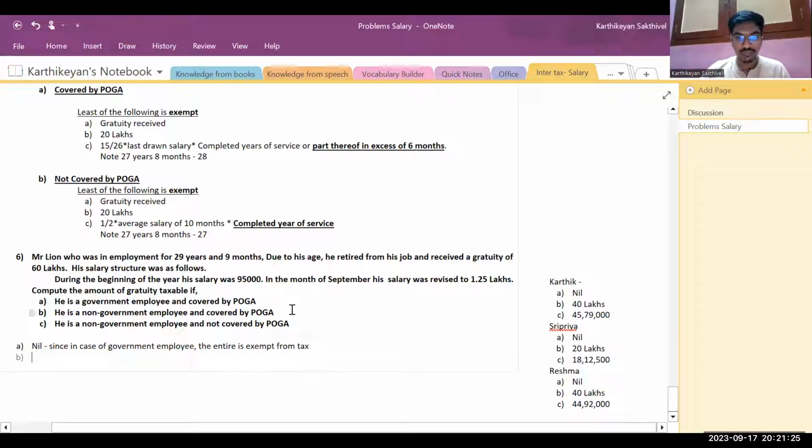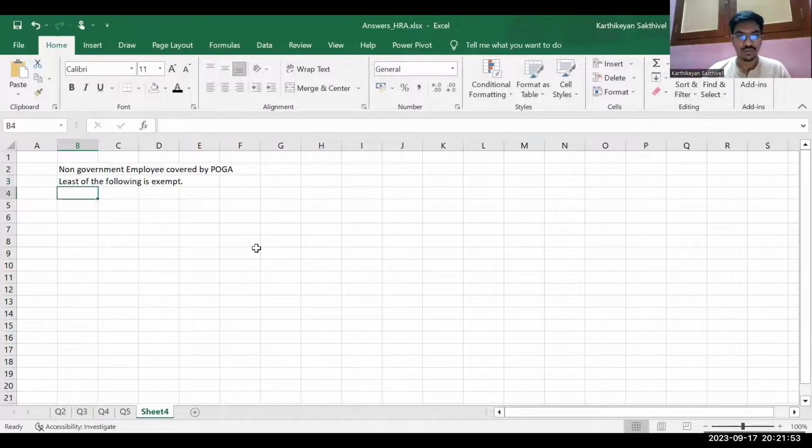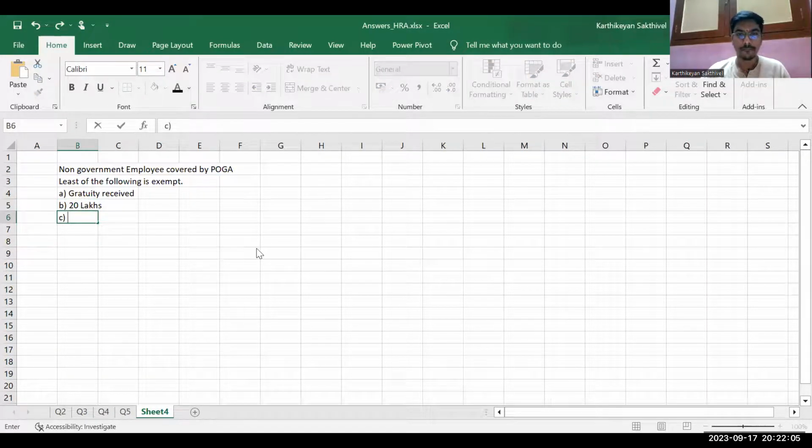Next, if he is a non-government employee and covered by POGA. What are the conditions? Least of the following is exempt. What are the three things? First one is gratuity received. Second one is 20 lakhs. What is the third one? 15 by 26 into last drawn salary into completed years of service or part thereof in excess of 6 months.